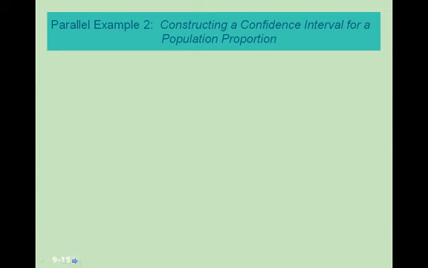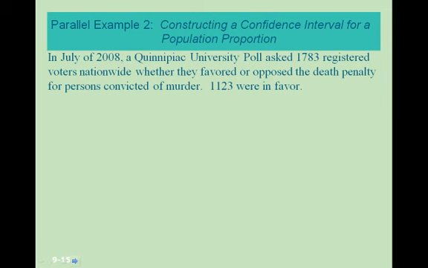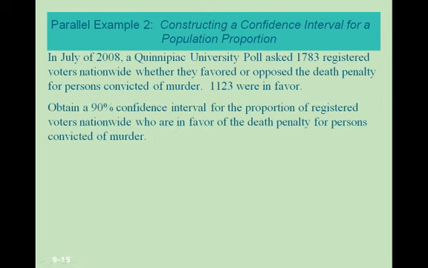So let's look at another example. Here we're continuing the example we looked at before, where we looked at whether or not voters favored or opposed the death penalty. We want to obtain a 90% confidence interval for the proportion of registered voters nationwide who are in favor of the death penalty for persons convicted of murder. Remember that our p hat value we already calculated was the number who were in favor divided by the total, and we got a value of 0.63. That was our point estimate.